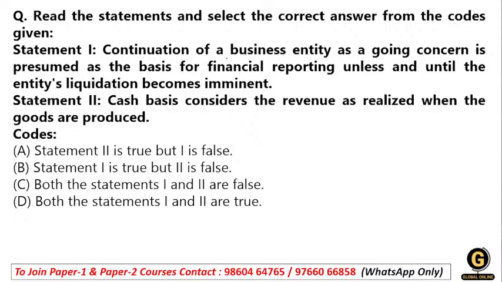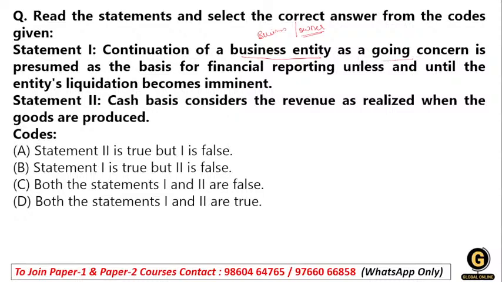So here, first of all, what do you mean by the business entity? The business entity principle, you know, is an accounting principle. This concept says that the business is separate from the owner. That means the business is a different entity, and the owner, the person who runs the business, is another entity. And going concern assumes that the business will continue operating indefinitely and not be liquidated, and its assets are valued based on the ability to generate future income. So that is your going concern.